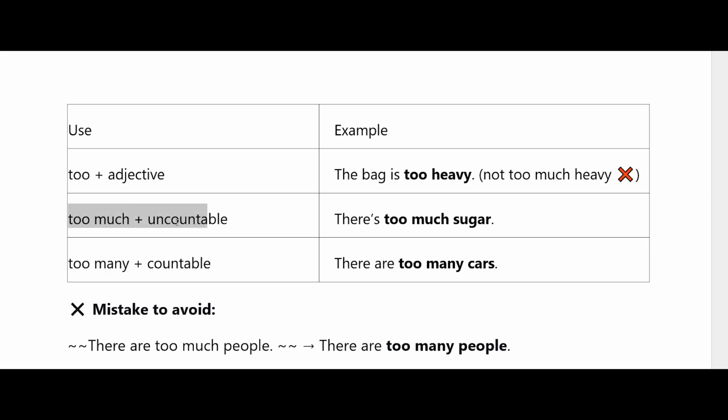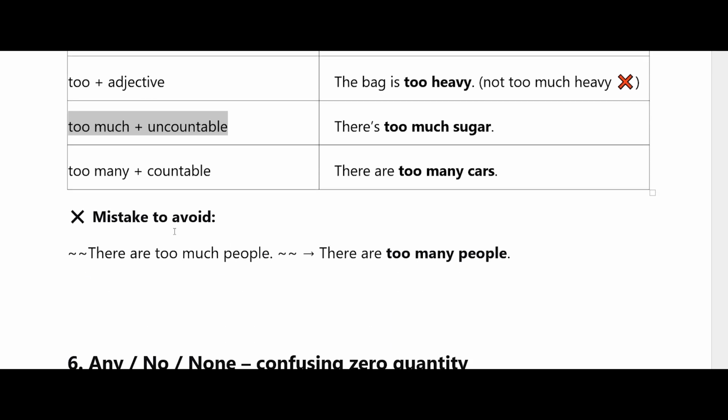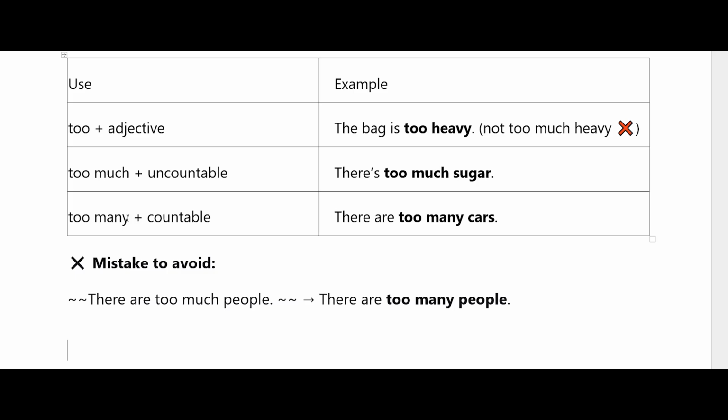But too much plus uncountable nouns: there is too much sugar. And too many plus countable: there are too many cars. So mistake to avoid: there are too much people. You see, that's strange. No, there are too many people because we use countable with too many. People are countable. 1 person, 2 people.